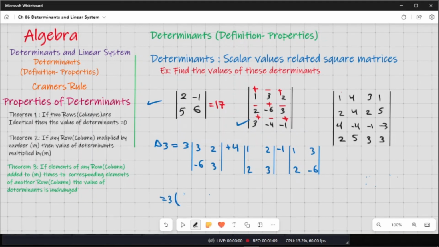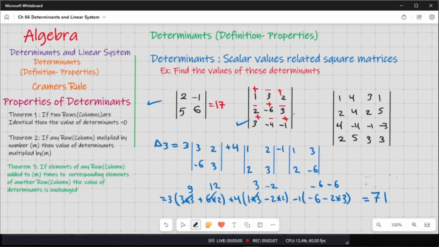So let's calculate this. So we have here 3 into (2 times 3 minus 3 times 3... here plus 6 and 2. Here plus 4 and (2, 1 and 3 minus 2 and 2). Here we have minus 1 of negative 6 minus (2 and 3). Okay, so here we have 9, here 12, 3 minus 2, here negative 6 minus 6. This will be equal to 71. Okay, and this is the value of this determinant. So we have here 71.